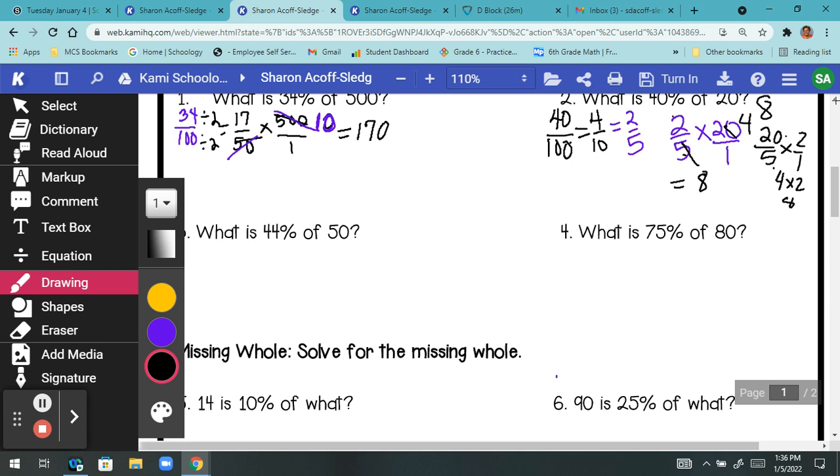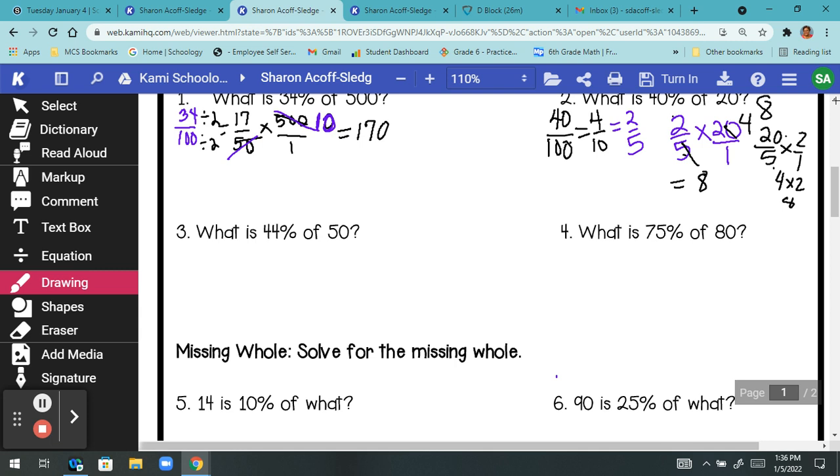So 44% of 50. Let's do this. So step 1, you're going to convert 44% to a simplified fraction. Let's do that first. So what are you going to do? Put 44 over 100. So let's do that. Come on, Jake, let's do that.